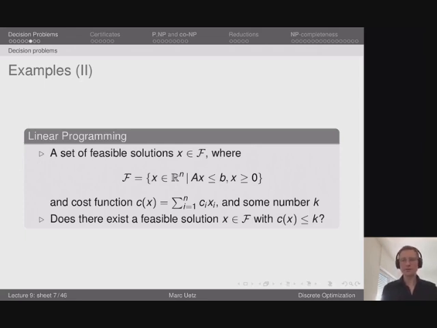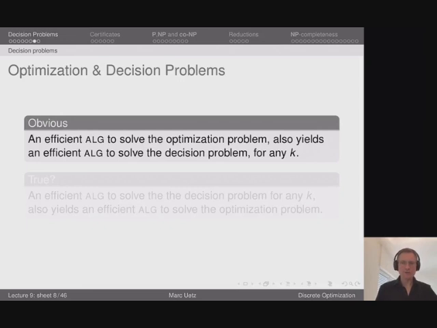The restriction to decision problems instead of optimization problems is generally not any loss of generality. So what I mean precisely is the following. One direction here is obvious. Suppose we have an efficient algorithm to solve an optimization problem, like shortest path or matching problem. Then this, of course, also yields an efficient algorithm to solve the corresponding decision problem for any k, right?